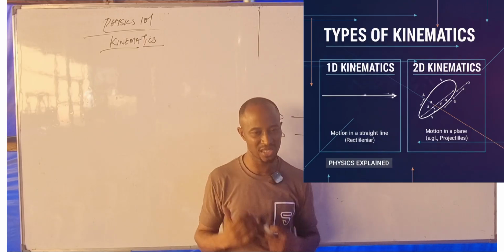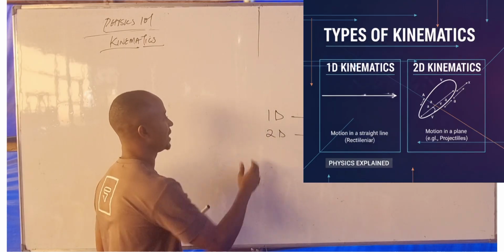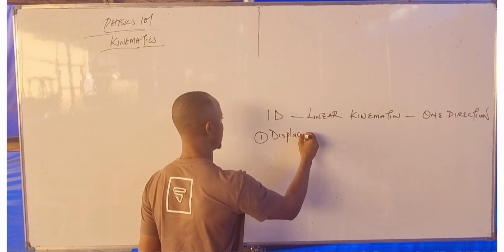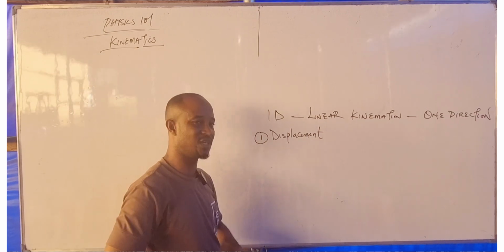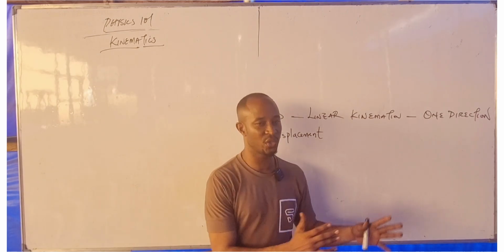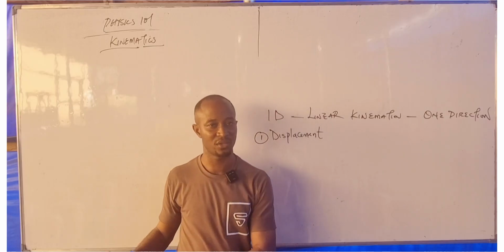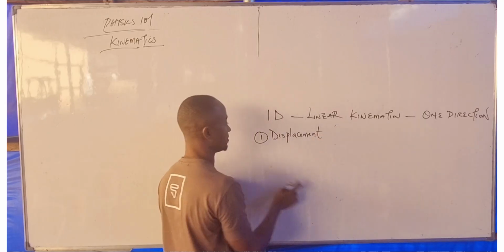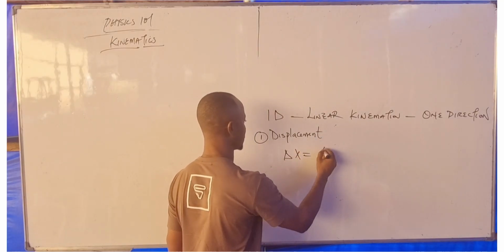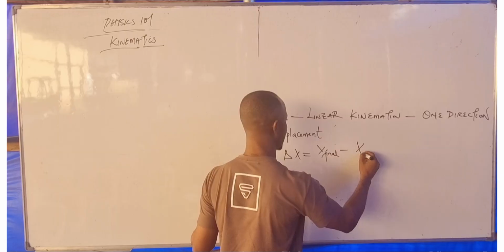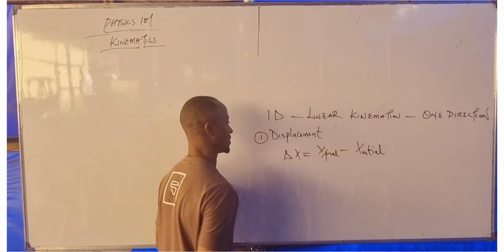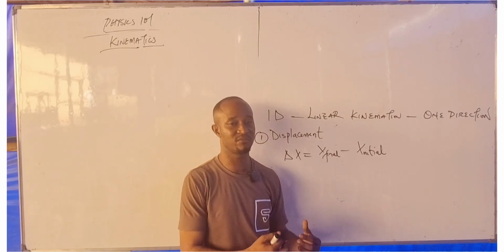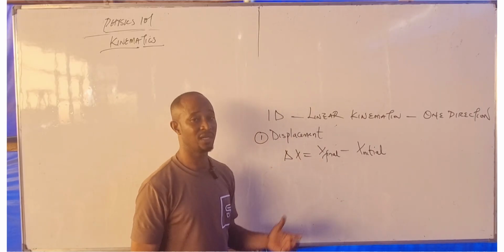Now, there are some key concepts we must take note of in linear kinematics. The first key concept is the displacement of the body. Displacement is the change in position of the body from one point to another. So displacement is the change in x, which equals x final minus x initial. When you subtract the initial position from the final position, we have the total displacement.